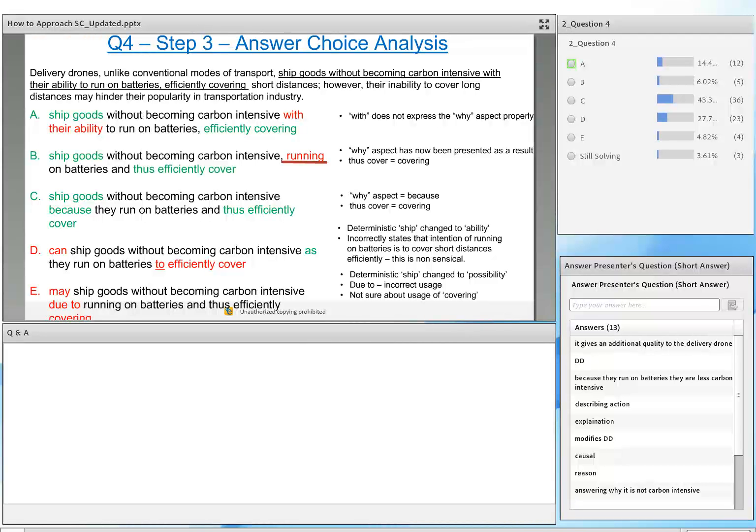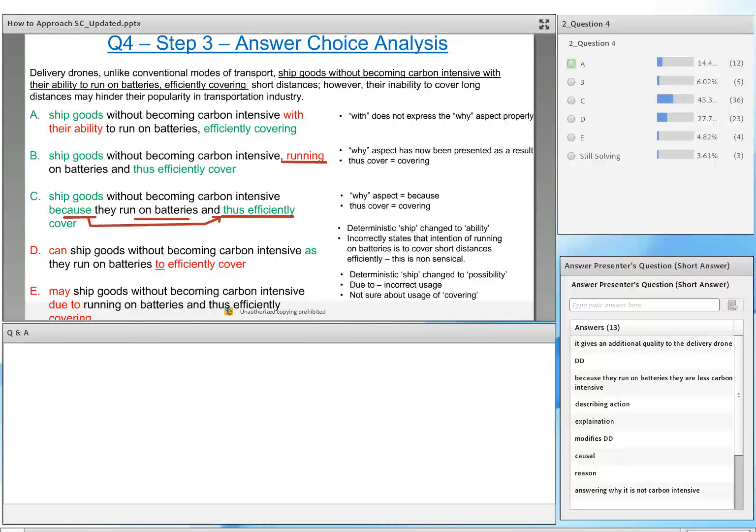Okay. Choice C. Ship goods without becoming carbon intensive because they run on battery. Now, because is absolutely correct. Okay, because they run on batteries and thus efficiently cover. Now here, thus efficiently cover is basically giving you the result of them running on batteries, right? So thus efficiently cover short distances, right? So choice C is correct.